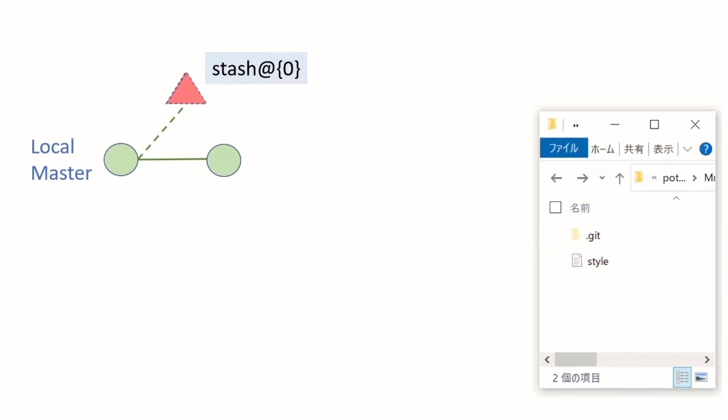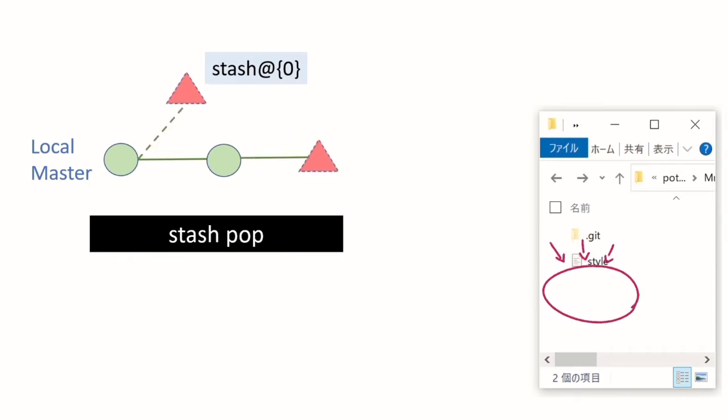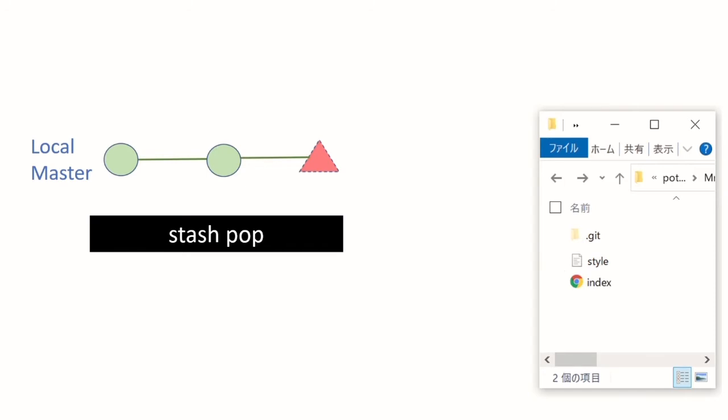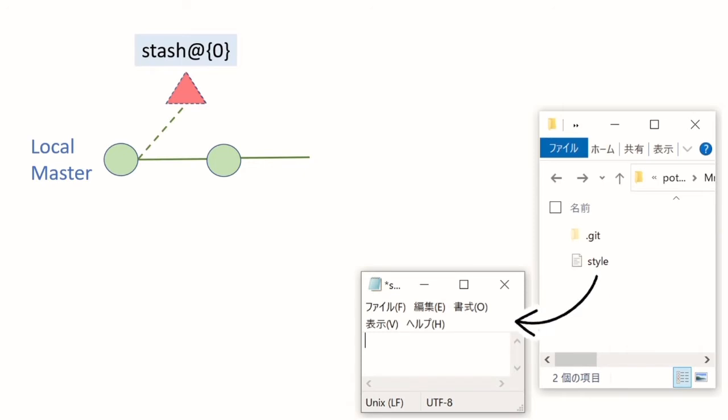And now we have another command called pop. So you type stash pop, it will also bring the stash back to the master branch, but it will also delete the stash in the temporary file. After you delete the stash from the temporary file, you cannot reset back by using the checkout again. So let's go back again.